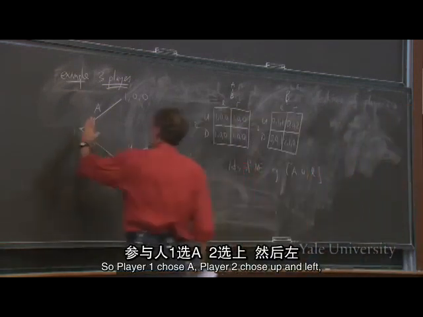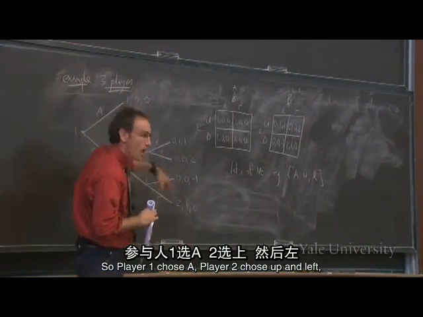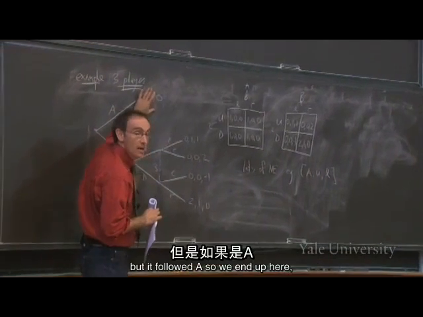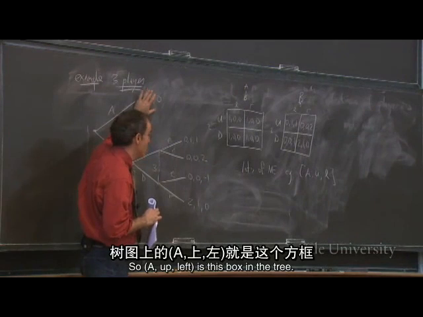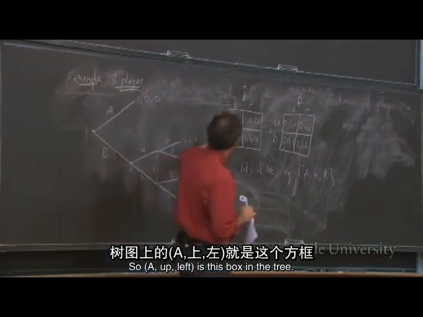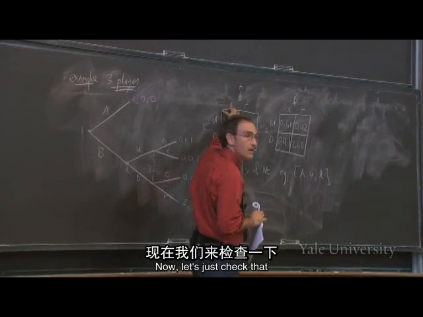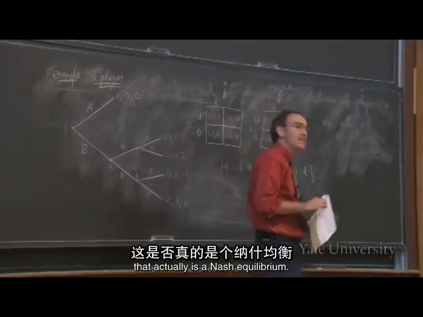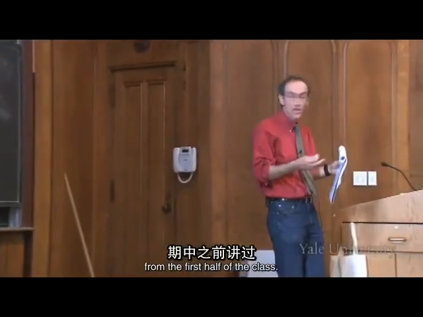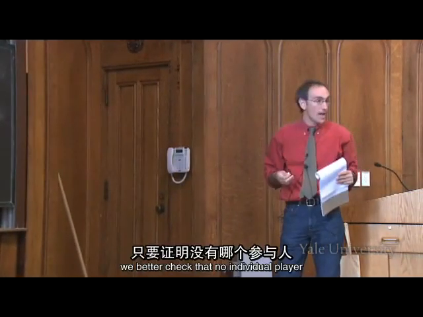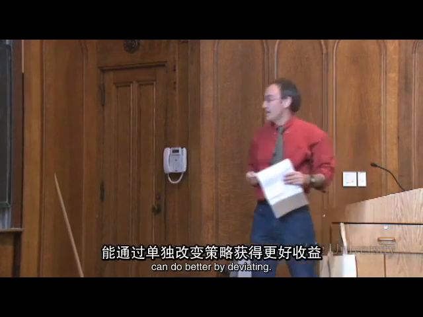So player 1 chose A. Player 2 chose up and left, but it followed A, so we end up here. We end up at 1, 0, 0. All right, so A up left is this box in the tree. Now let's just check that that actually is a Nash equilibrium. We all know how to do this from the first half of the class. To check that that's a Nash equilibrium, we better check that no individual player can do better by deviating.